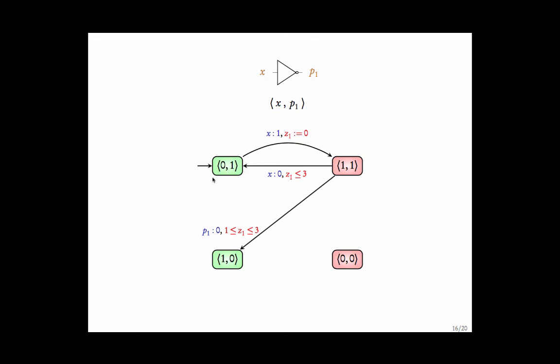Let me explain it with the symmetric thing here and we will understand. Now suppose X is 1 and P1 is 0. This is a stable state.